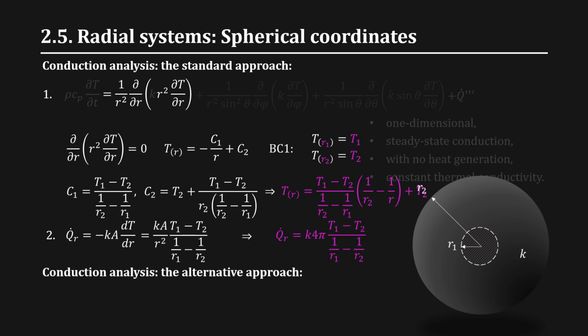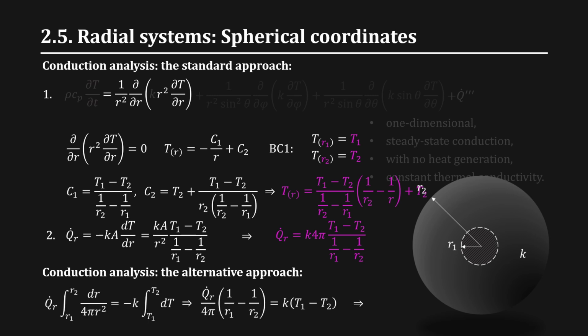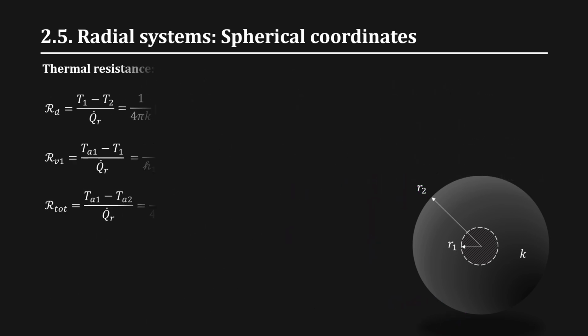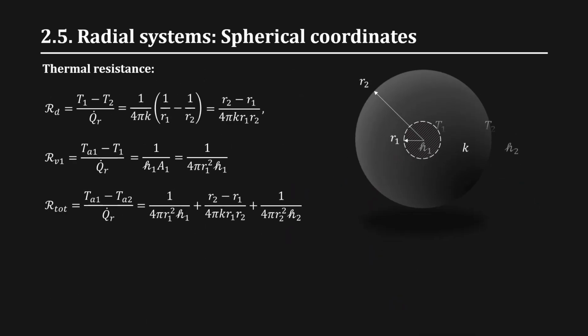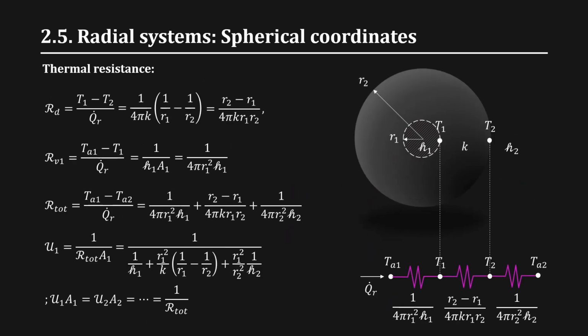And as always, we can also use the alternative method, the integral form of Fourier's law in spherical coordinates, to get the same result. And also, these are the relations of thermal resistance and the overall heat transfer coefficient in spherical coordinates. So that was all.